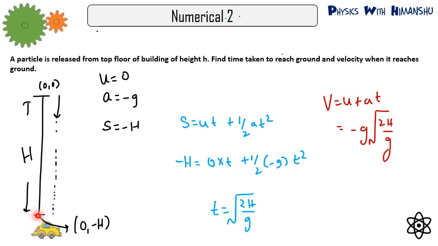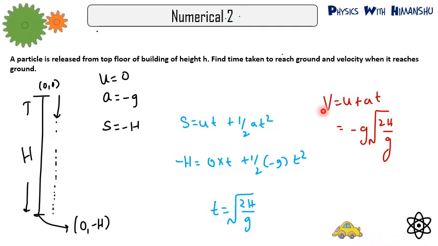So when the particle reaches the ground, it will be at this position. So what will be the displacement? h in negative y direction. So displacement is minus h. So putting the value of s, putting the value of u, putting the value of a, the time comes out to be root 2h by g. You have to remember this formula. This formula is very important.